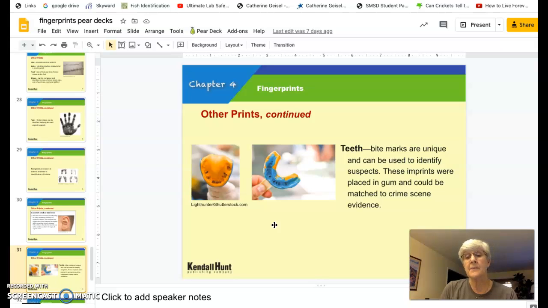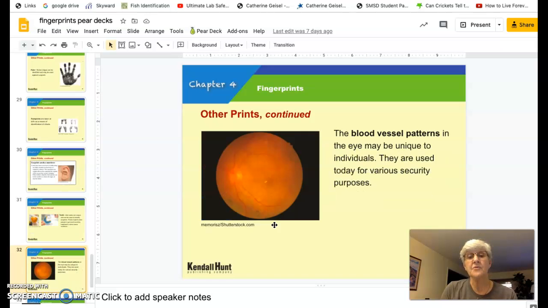Teeth marks, the same thing. Bite marks are unique. They can be used to identify suspects. You'd be surprised, but imprints were placed in gum and could be matched against crime scenes. So all of those do leave prints.